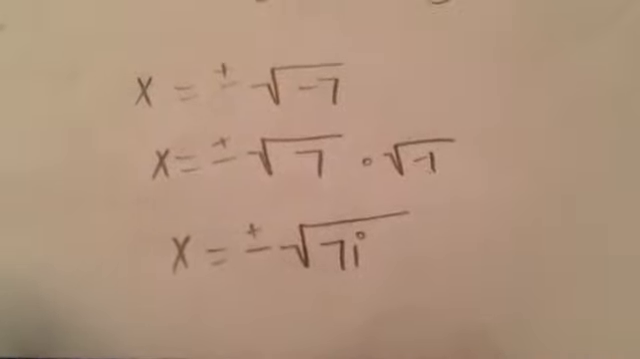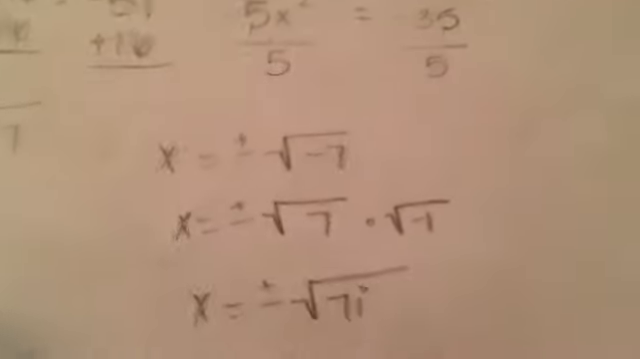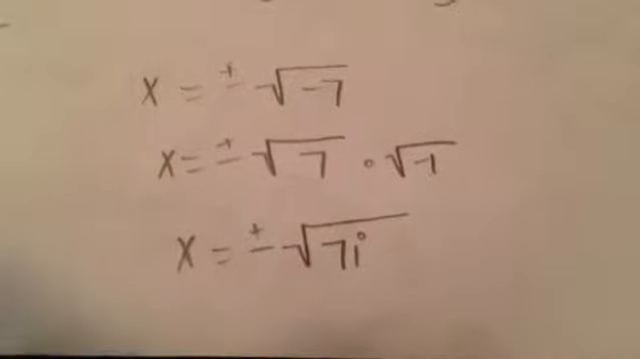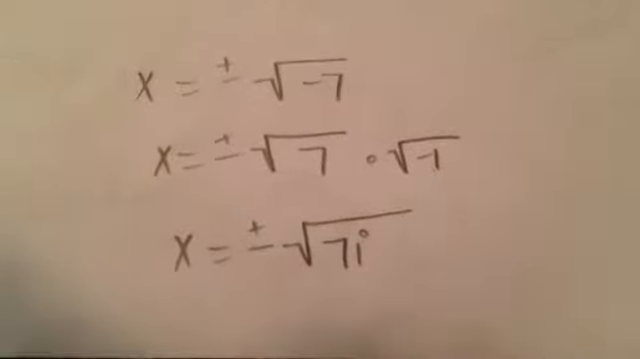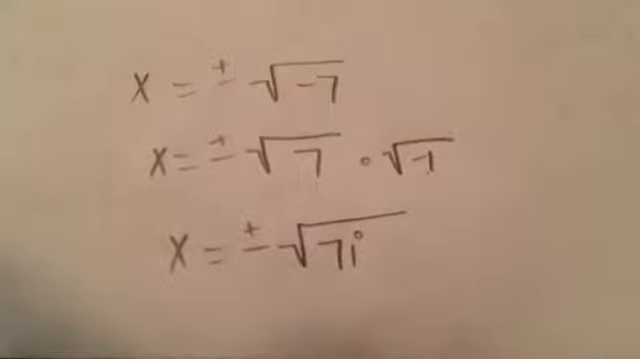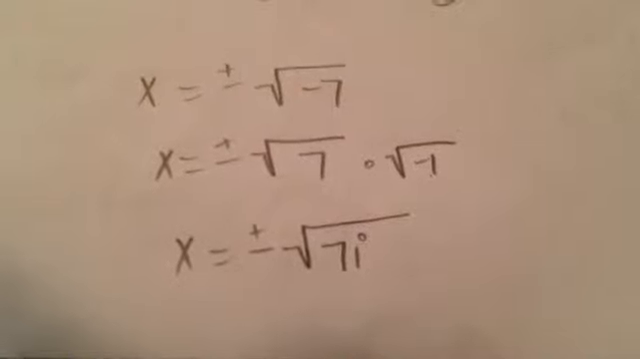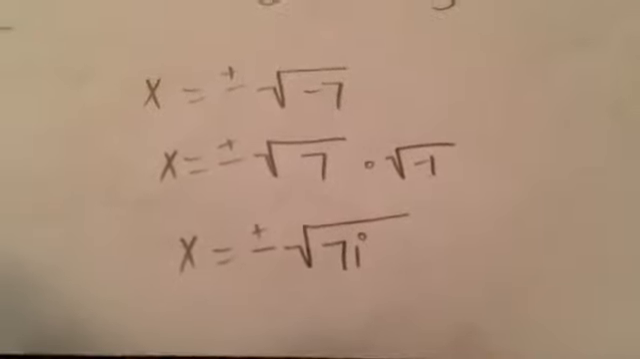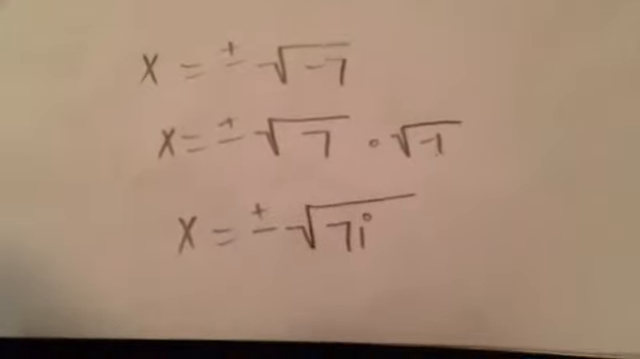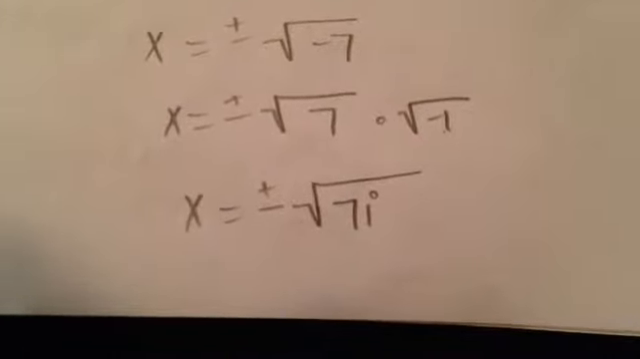And then since it's -7, you can factor out the negative for i. So it would be x equals plus or minus the square root of 7 times the square root of -1. And since i equals the square root of -1, your answer will be x equals plus or minus the square root of 7 i.